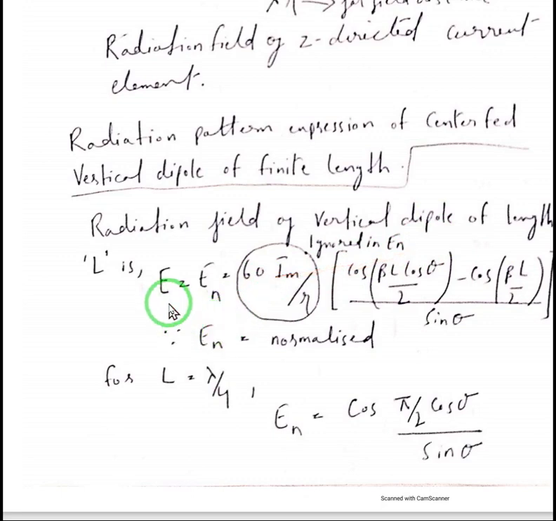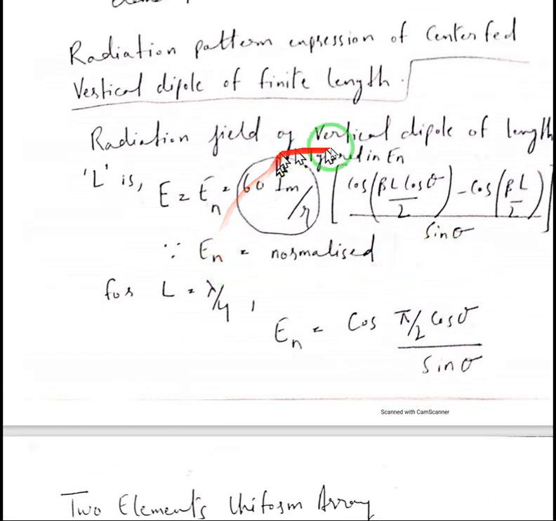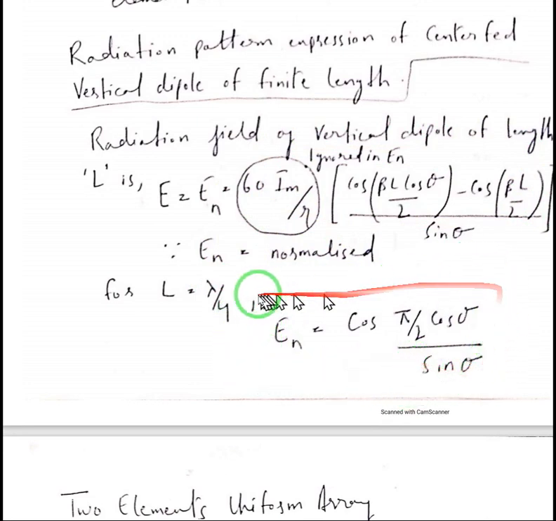We have electric field, that is normalized electric field, which equals 60 Im over r multiplied by cos(beta L cos theta by 2) minus cos(beta L by 2), divided by sin theta. En means normalized. Here, if we put the length as lambda by 4, the formula becomes cos(pi by 2 cos theta) divided by sin theta. In this formula we have put lambda by 4, that has been squeezed to this equation, and that defines the normalized electric field.